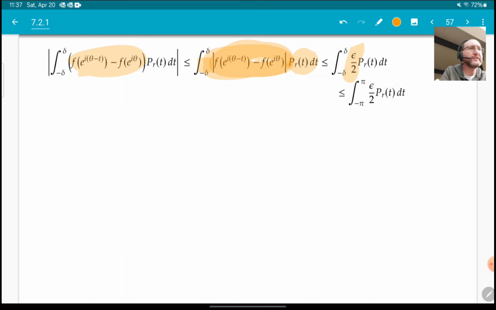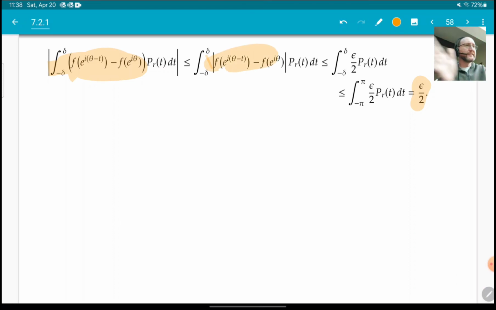But now, if I'm integrating from minus delta to delta a positive function, I might as well just integrate from minus pi to pi. That's going to give us something possibly bigger. But the integral from minus pi to pi of P_r is 1, so we get epsilon over 2. So we basically split it into really two pieces. The minus pi to minus delta and the delta to pi is really one piece, and there the Poisson kernel is small. Near t equals 0, the f part is small.